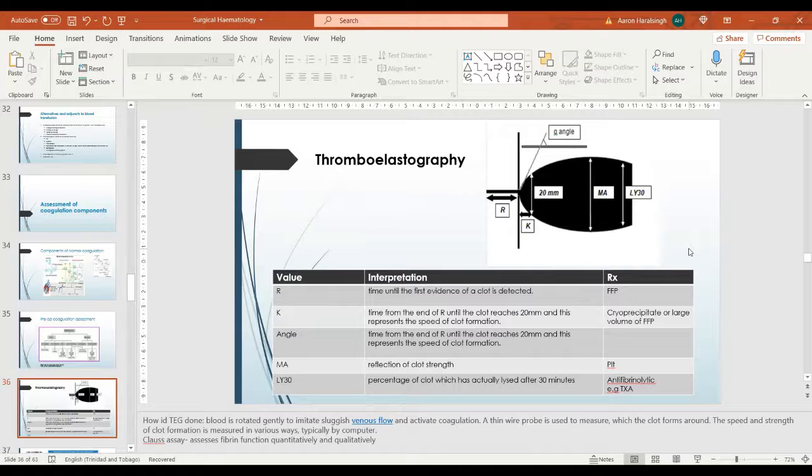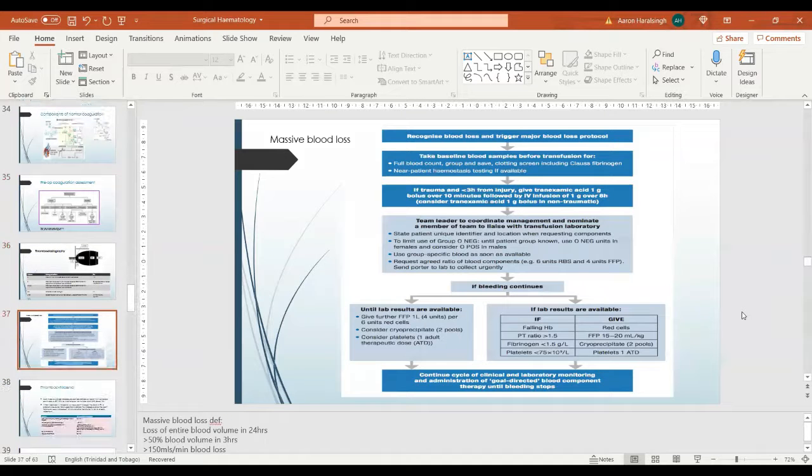Thromboelastography is also a new method that is used to get an idea of blood flow and its coagulation. It uses something called the Kloss assay, which assesses fibrin function both quantitatively and qualitatively.